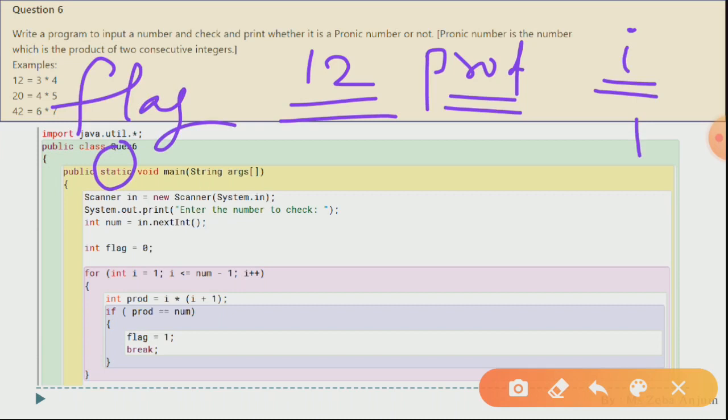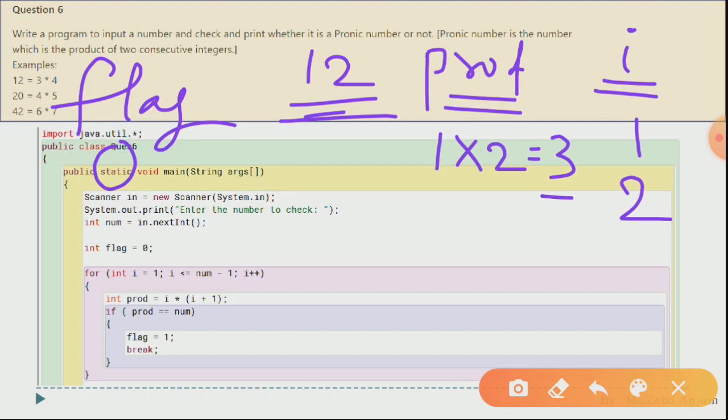Now again it is going to check whether i is less than or equal to num minus 1. It means 1 is less than or equal to 11. The condition is true. Product is going to be calculated. It means 1 multiplied by 2, it is 2. Now it will be checking whether your product equals num. Is 2 equal to 12? Condition is false. It will proceed towards your next iteration. The value of i will be incremented. It becomes 2 for now.